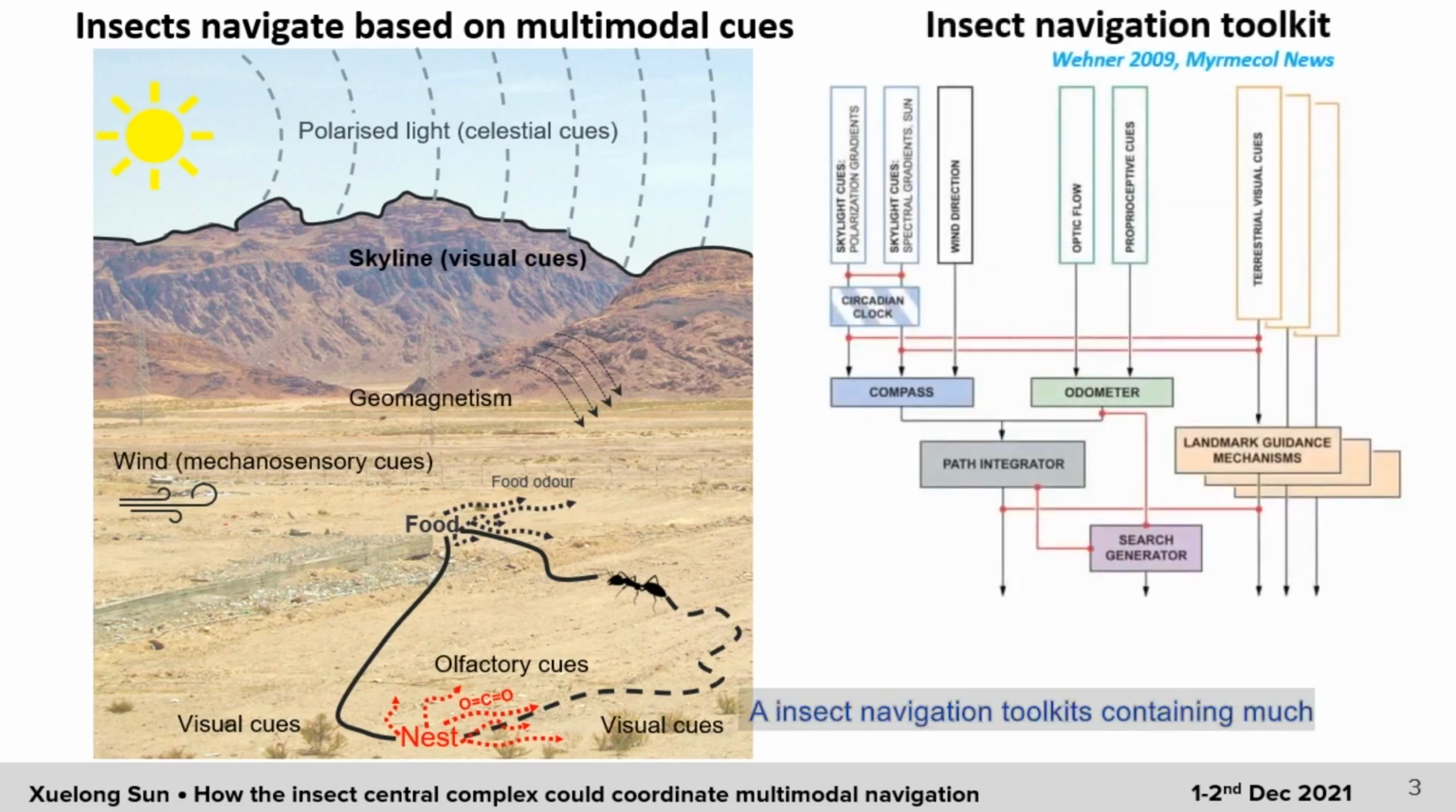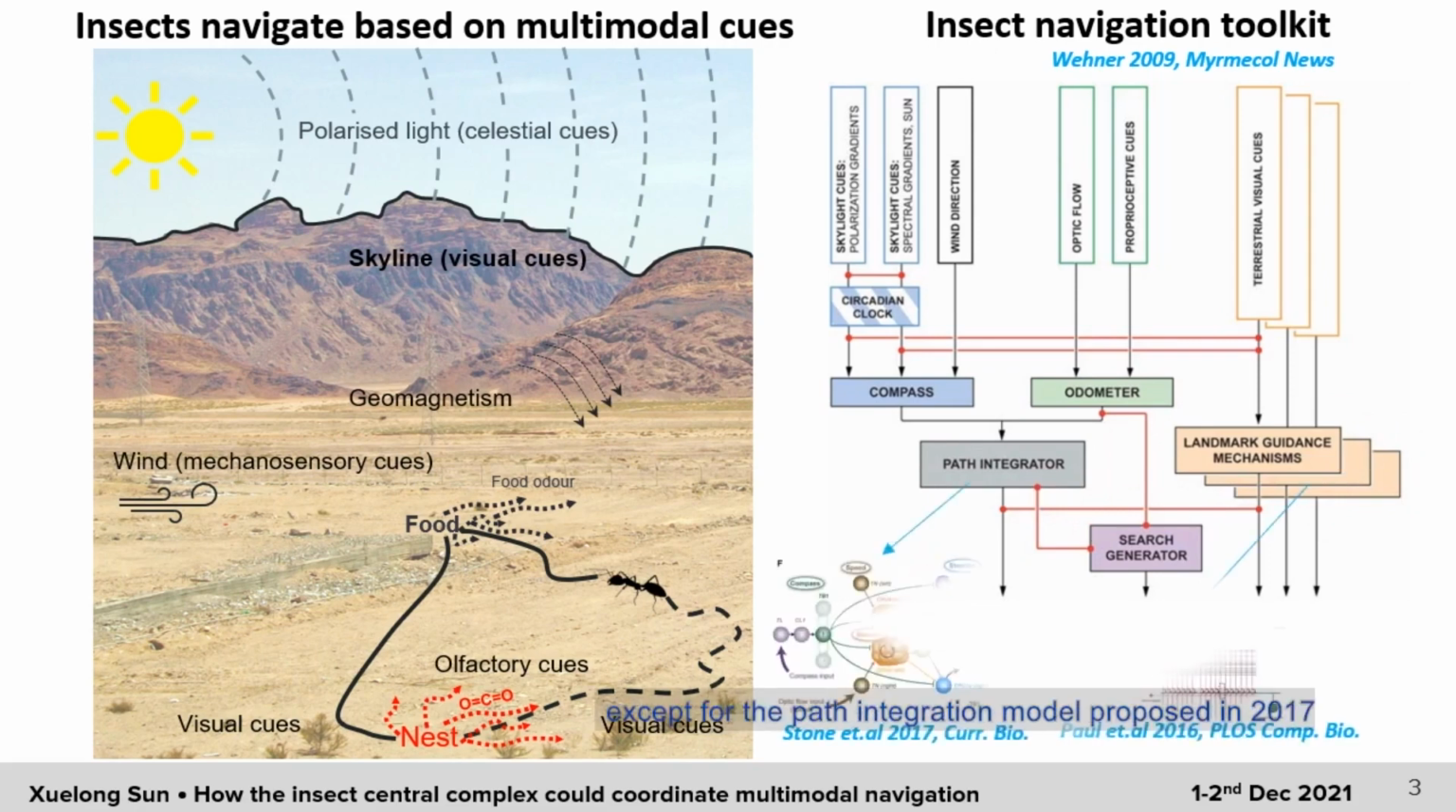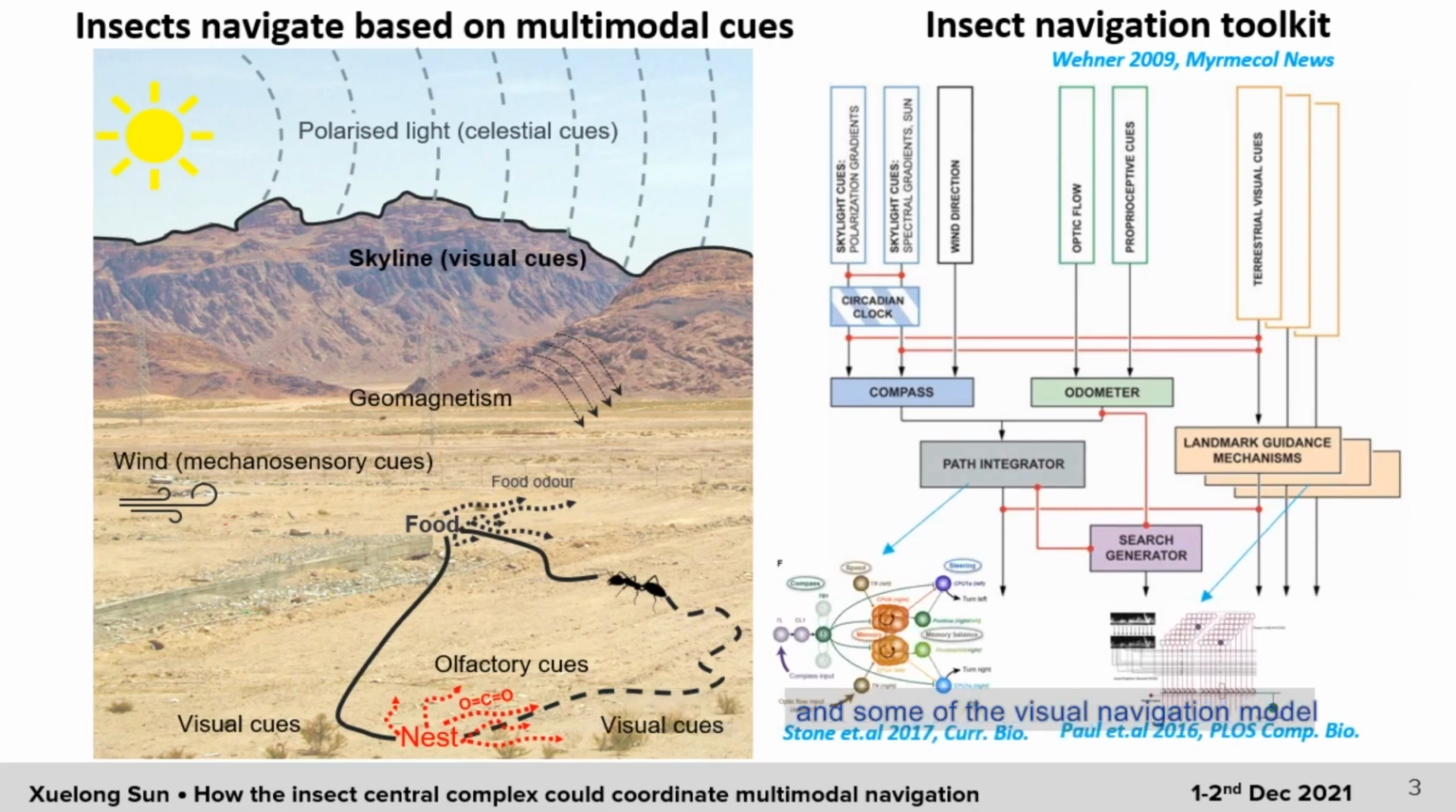An insect navigation toolkit containing many mechanisms applied by insects for navigation was revealed in 2009, but a biologically plausible computational model for those mechanisms is lacking, except the path integration model proposed in 2017 and some visual navigation models. So much is unknown about visual navigation and its interaction with other mechanisms.